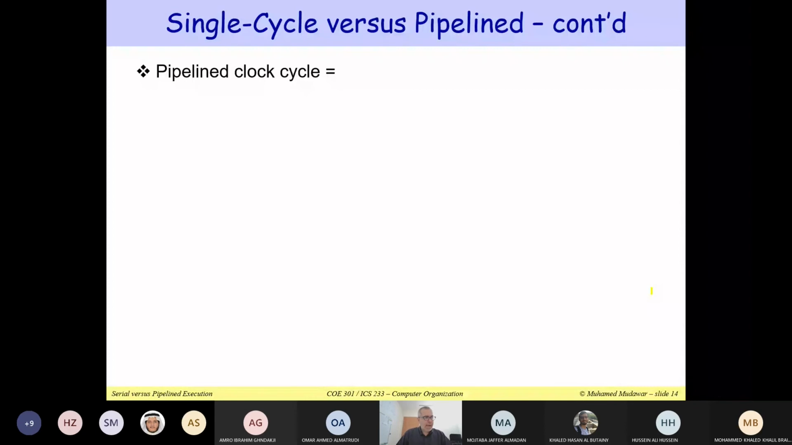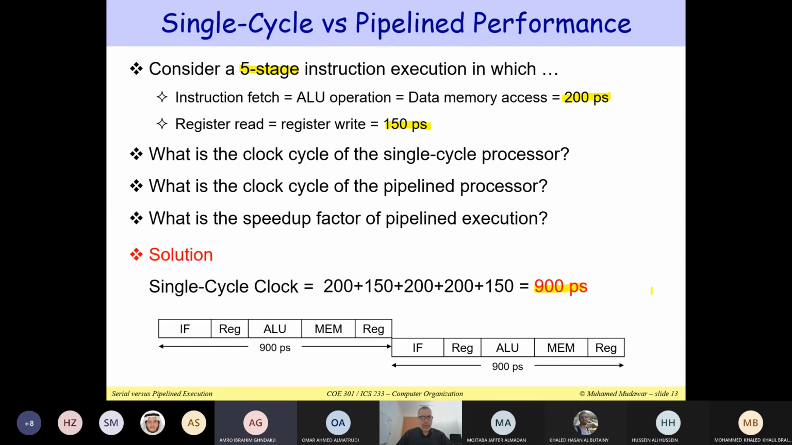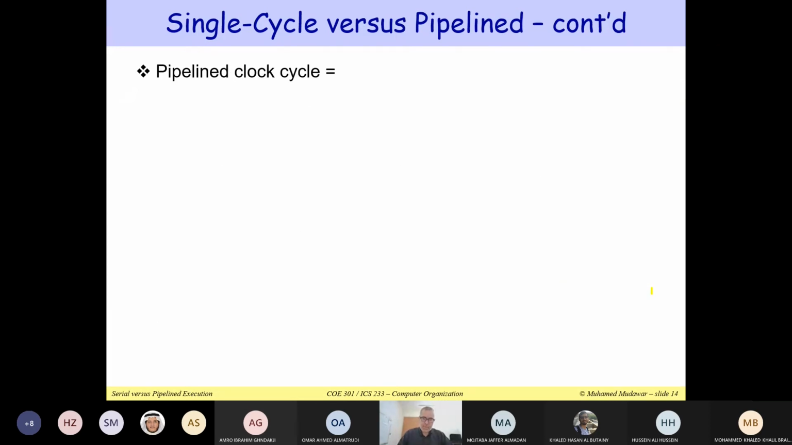Now let us take a look at the pipeline clock cycle. What will be the pipeline cycle? 200. Yes. So how did you calculate this? The longest delay in one step or one stage. Yes. So we have to go by the longest delay at any stage. So some stages will take 200 picoseconds, and other stages will take 150. So here we go by the maximum, which is 200 picoseconds. Right. So that actually is good.